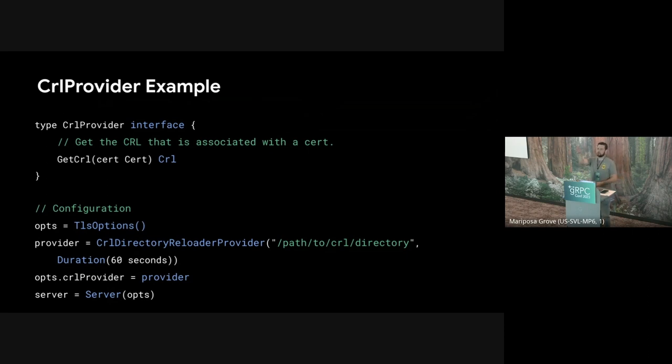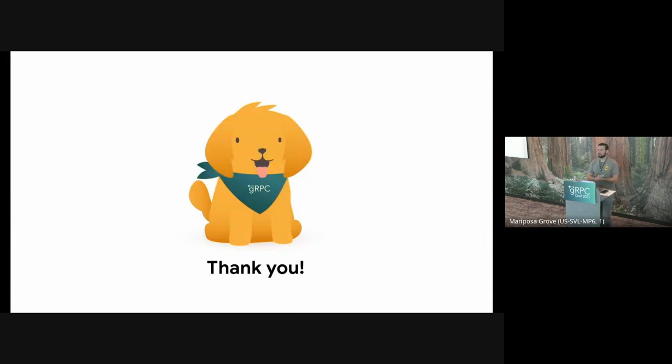And then it kind of cascades through the options the same way that the other option did, where you have your options, and then you'll set this provider. And now when this server goes to do a handshake and verify a certificate during the handshake, it'll go ask this provider, give me a CRL so that I can verify this certificate. So that's pretty much all I have on certificate revocation.